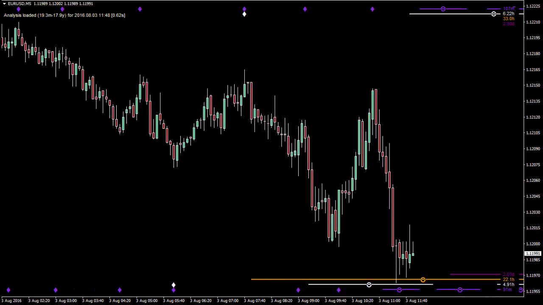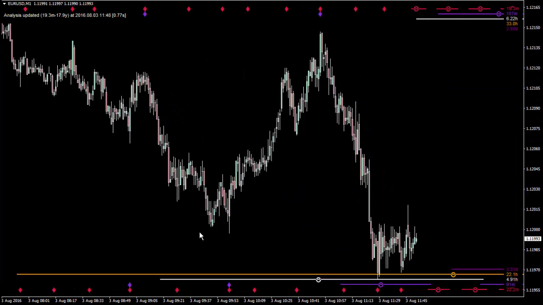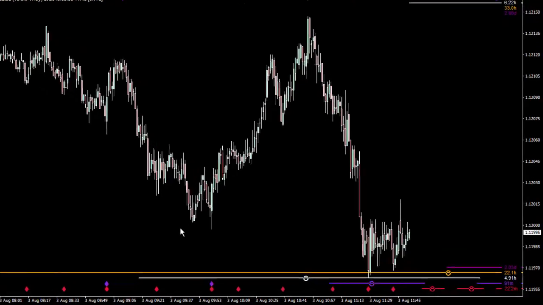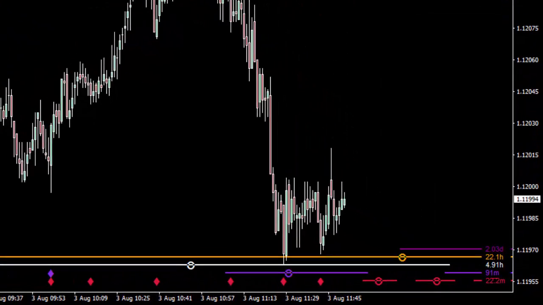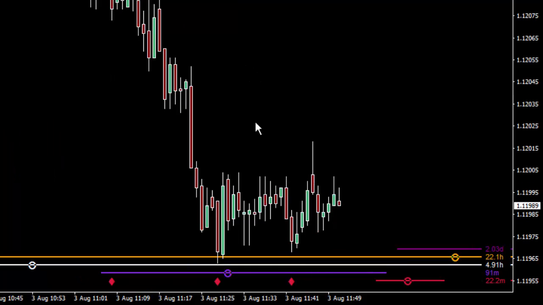Let's step down to the 1-minute chart as a matter of interest and take a look at the same circle and whiskers and see what is happening here. And in fact, let's zoom in so that we have a little more detail. Here you can see the circle for the 5-hour cycle. Here's the circle for the purple cycle over here.